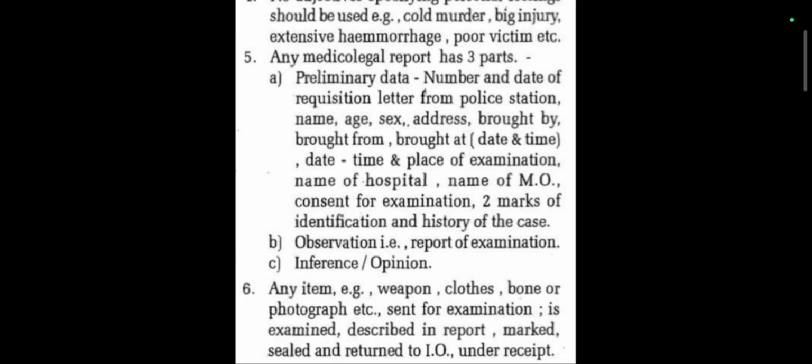Any medical legal report has 3 parts: preliminary data, observation, and inference. Preliminary data: number and date of the requisition letter from the police station, name, age, sex, address, brought from, brought at, date, time, and place of examination, name of the hospital, name of MO, consent for examination, 2 marks of identification, and history of the case. So these things come under the preliminary data, just name and introduction and everything. Number 2, observation, that is report of examination, what exactly you observed in that patient. And number 3, your opinion.